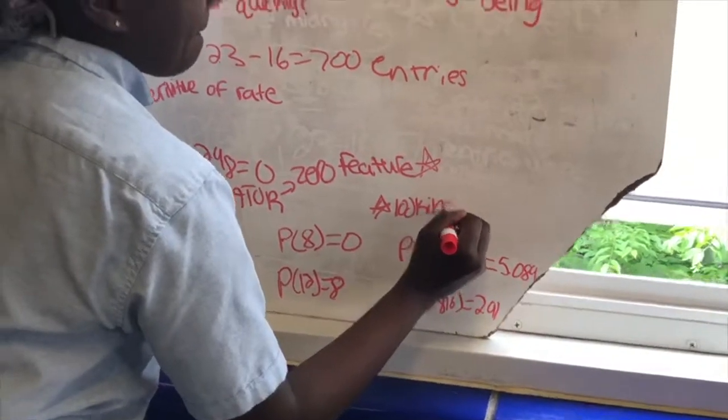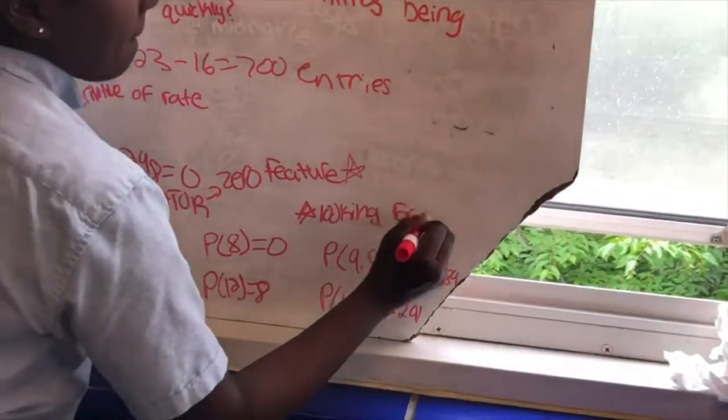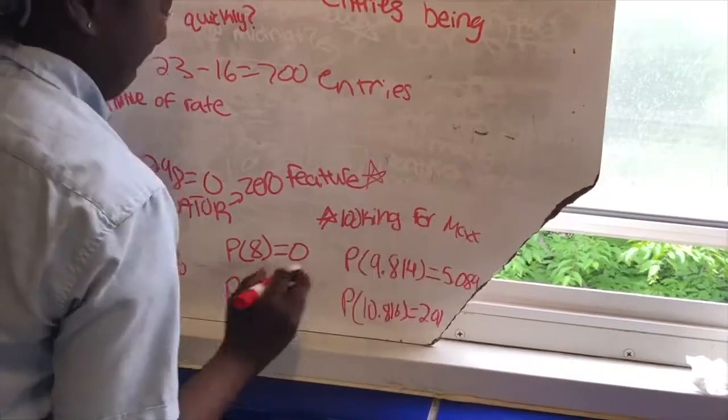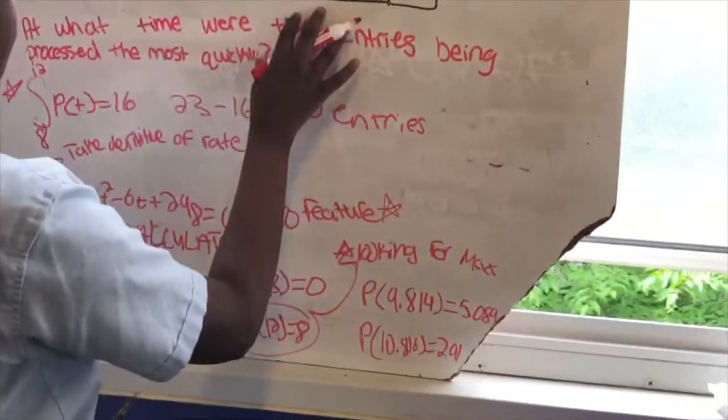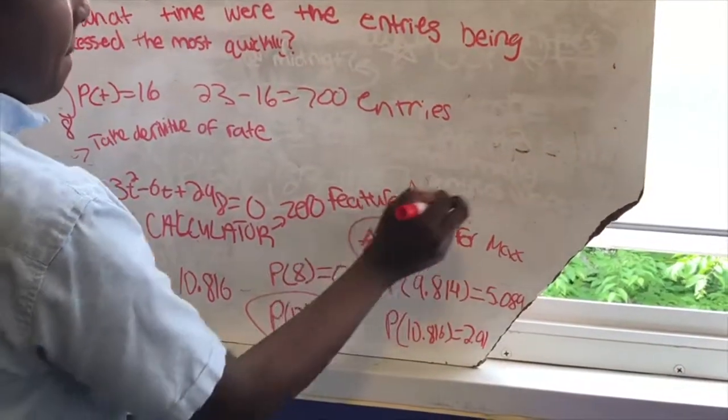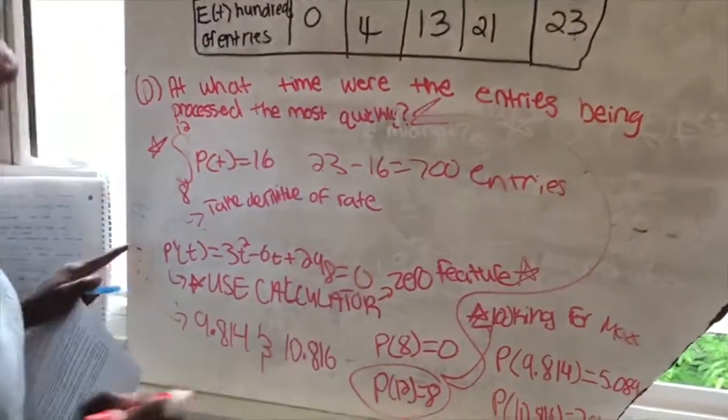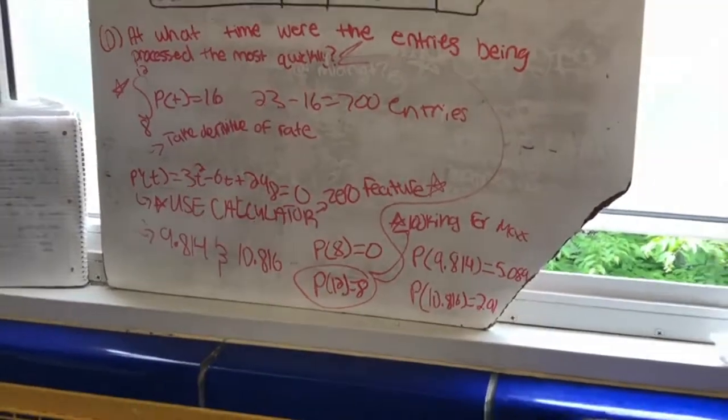So you're looking for the maximum. You look, and P of 12 is 8, so that's the maximum. That's what you were looking for, and that's when the entries are being processed most quickly.